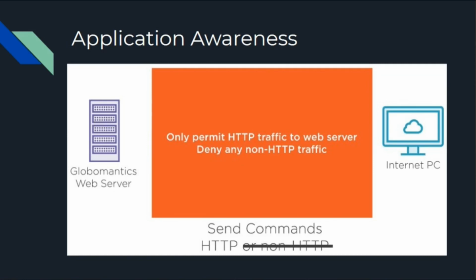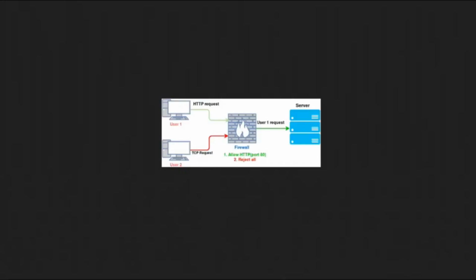In the other direction, application awareness means that we have a user out on the internet trying to access our web server, and we only allow HTTP traffic and deny all non-HTTP traffic. If users access our server using HTTP, through a browser, then it's accessible. But when users try to access using a telnet session on port 80, it would be blocked. It means protocol awareness: allow only HTTP traffic to the web server and deny any non-HTTP traffic.